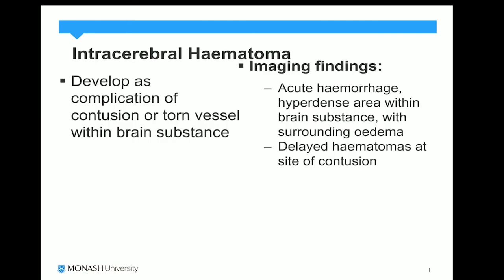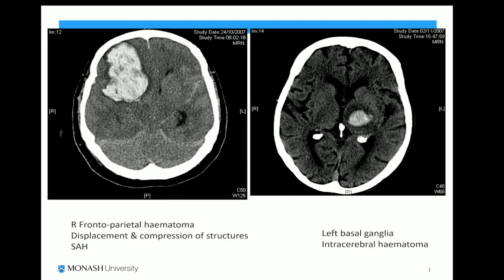So intracerebral hematoma develops as a complication of contusion or torn vessels within the substance of the brain. So on a CT scan, you would see acute hemorrhage, very hyperdense within the brain substance, and then around that acute hemorrhage you could see surrounding edema. There could also be delayed hematomas at the site of the contusion. So here we've got an example of a large frontoparietal hematoma, and you can see there's again displacement of the midline structures as well as compression of the ventricular structures on that side.